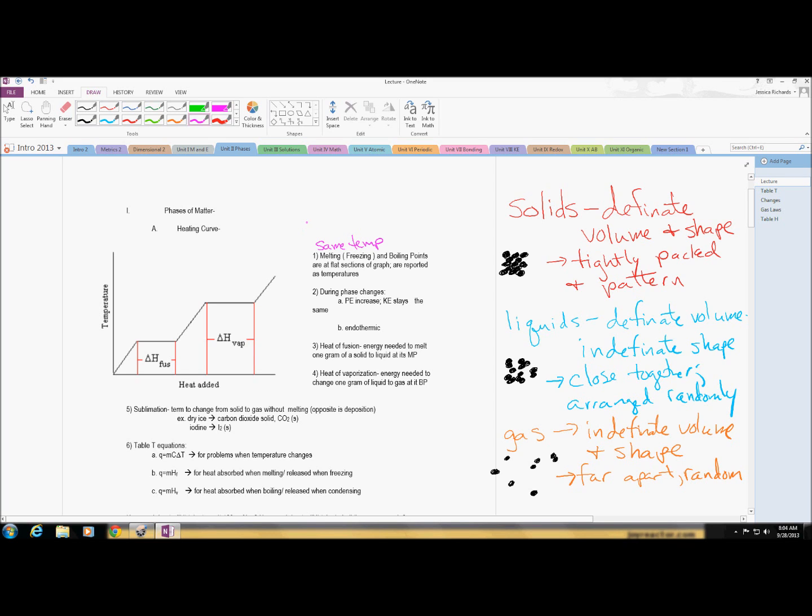So the melting point, which I abbreviate a lot of times as MP, and the freezing point, FP, are the same temperature. And this doesn't necessarily have to be warm or cold. It depends on the substance. Melting, freezing, sometimes called fusion. We talk about fused salts.